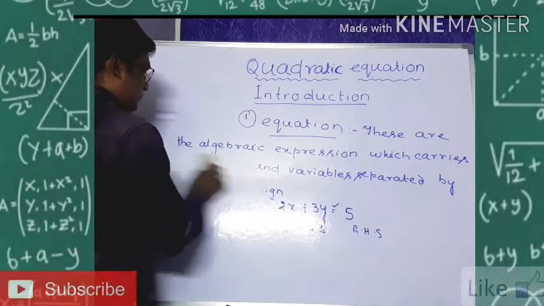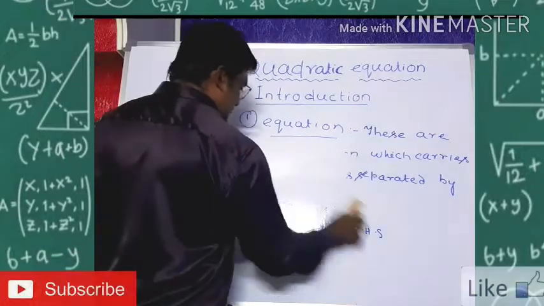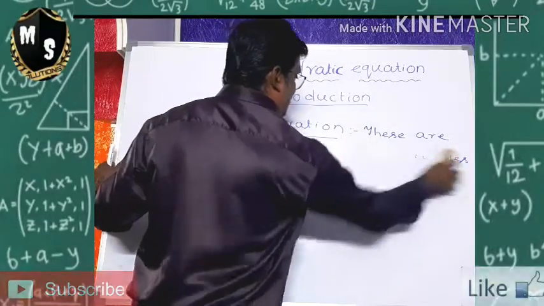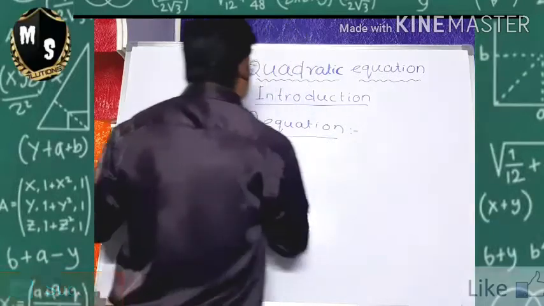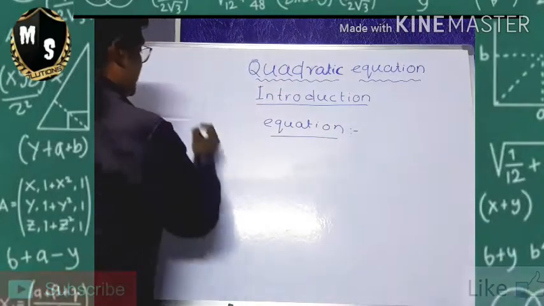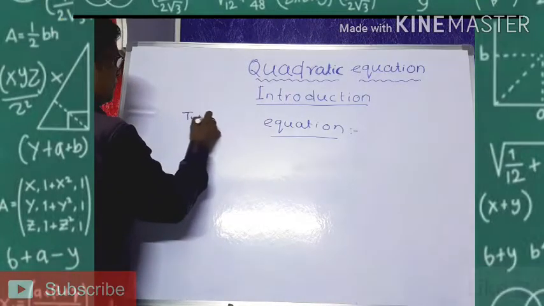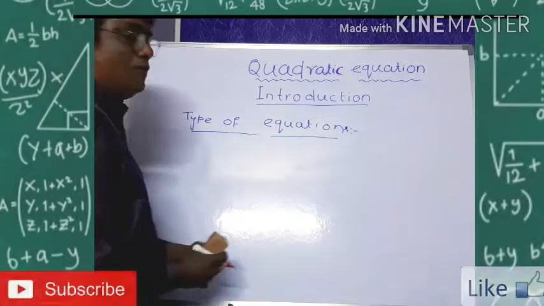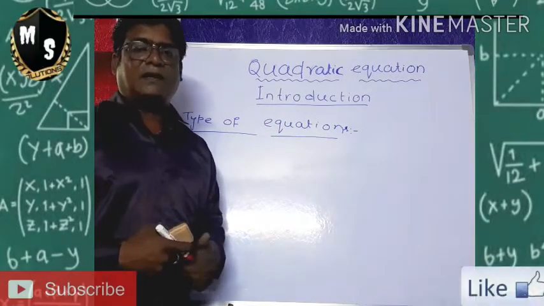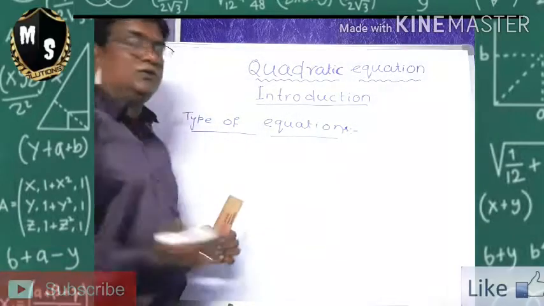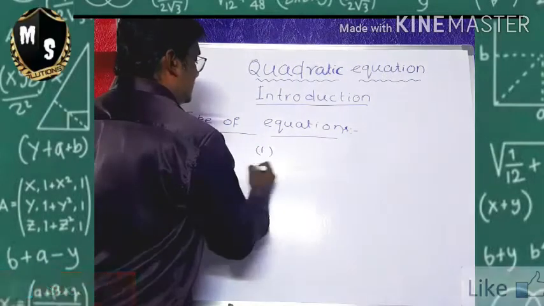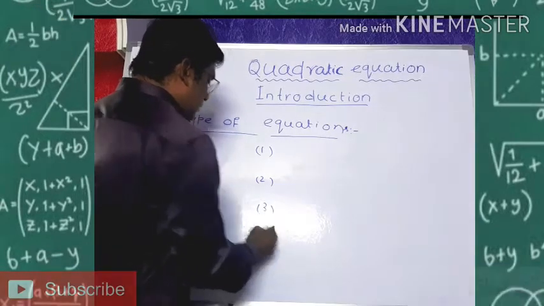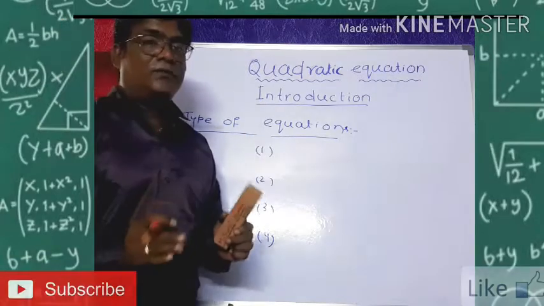Now come to the next part of the equation. What is the next part of the equation? You see, the next part of the equation is the types of equations. Those are called the types of equations. I am writing here types of equations. So now what are the types of equations? Equations can be classified into first one, second one, third one, fourth one. Look at it. I am right now going to explain you with some examples.